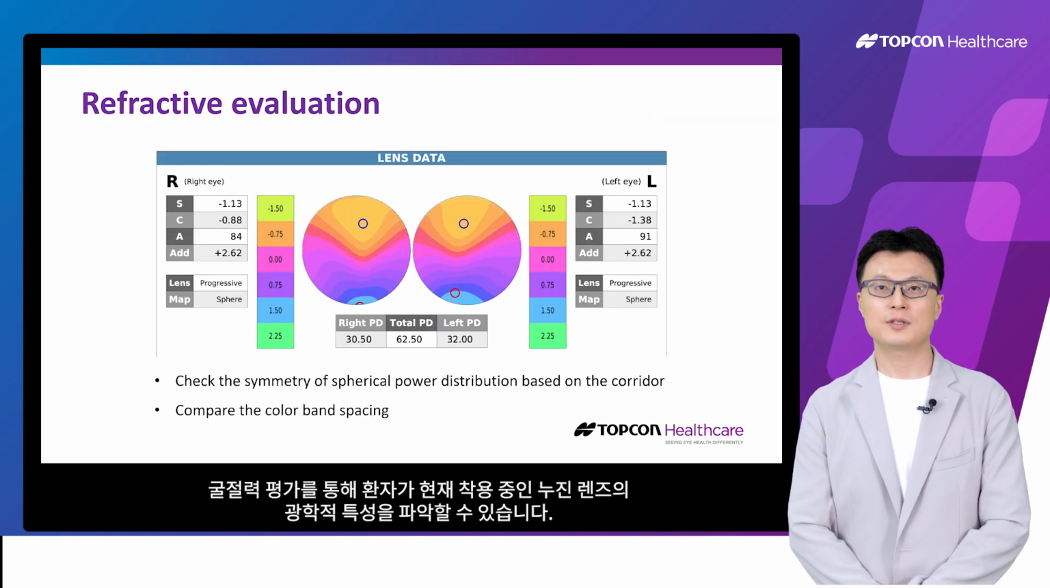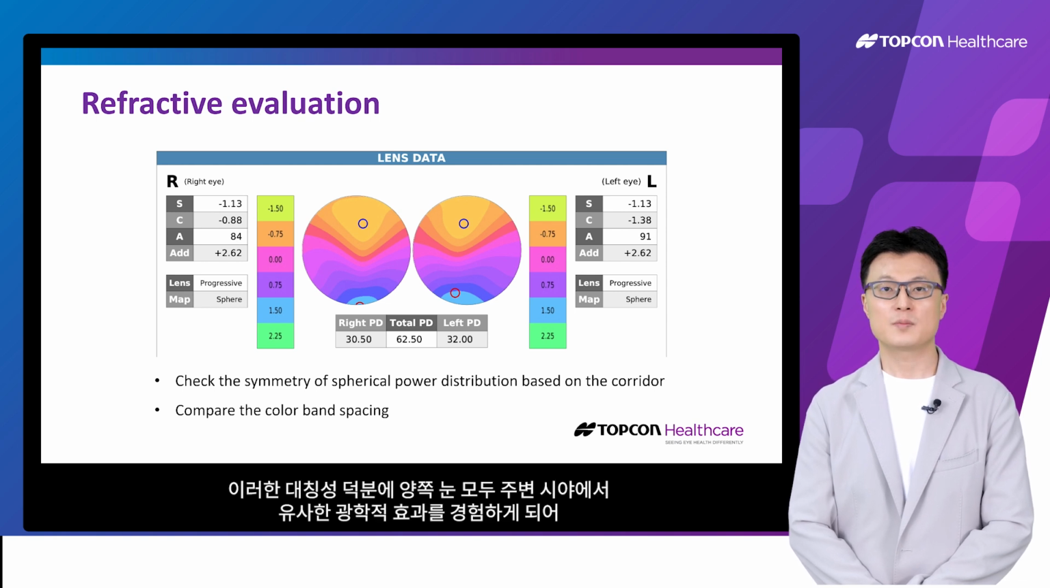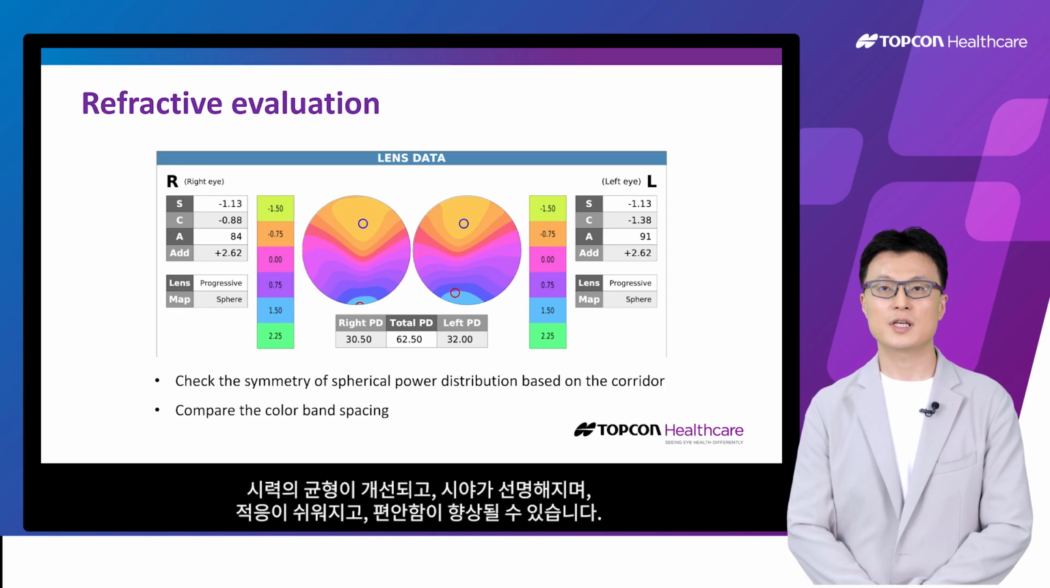Refractive evaluation can be used to discuss the optical characteristics of the progressive lenses the patient is currently wearing. First, you can see that the spherical power distribution is almost symmetrical on both the temporal and nasal sides based on the corridor. This symmetry ensures that both eyes experience similar optical effects in peripheral vision, which leads to better visual balance, clear vision, easier adaptation, and greater comfort.